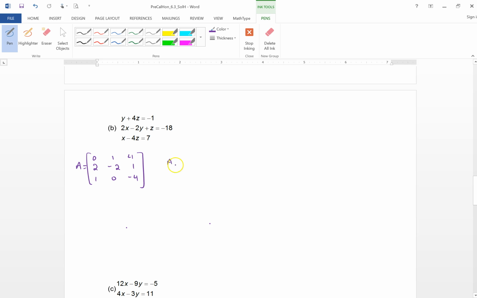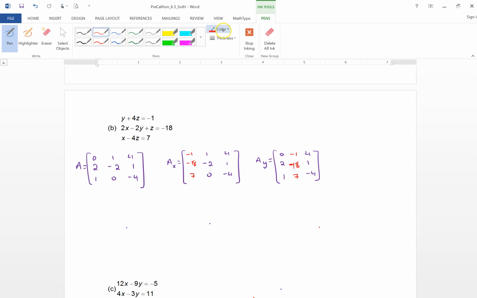Next I have my AX matrix. The first column is going to get replaced by negative 1, negative 18, 7. And the rest stays the same. Now it's AY, right? So the first column stays the same. The last column stays the same. The inside column changes to negative 1, negative 18, 7.